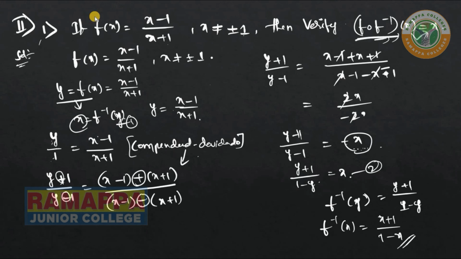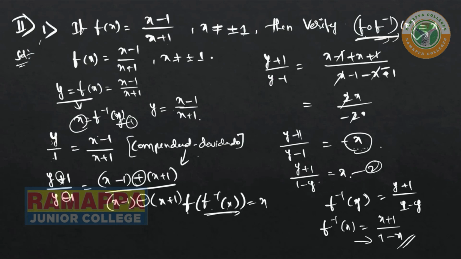We have to do only one thing. We have to find f of f inverse of x, and we have to show it is equal to x only. So up to now we have found f inverse of x. Now we have to do f of f inverse of x. I will do it on the next page.